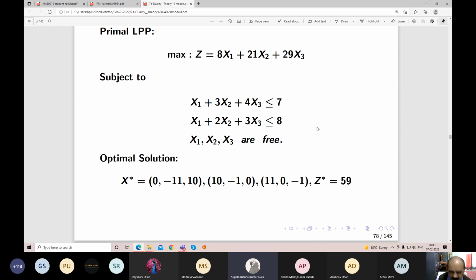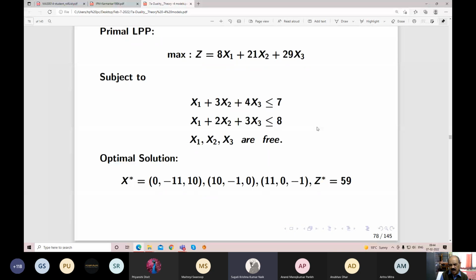5C2 means what? 5C2 is 5 into 4 by 2. How many? 10, no? Yes or no? Yes, sir. 10 variables, 2 equations. In the equation, I have to add a slack variable to make the equation. So out of 10C2, which means out of 5C2, there are 10.